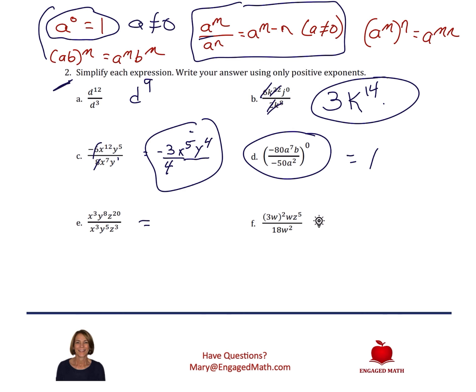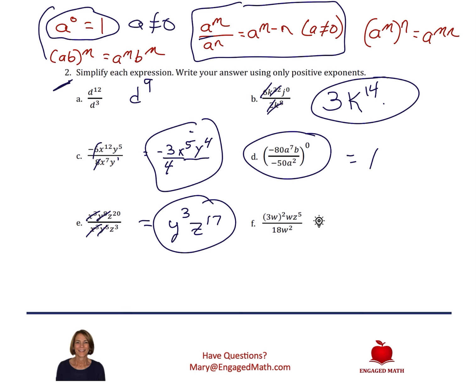Okay, let's go to E, and we're going to quickly subtract each of these exponents. 3 minus 3 is 0. I'm not even going to write it because I know x to the 0 is just 1. Why bother writing x to the 0? We know it's 1. Okay, so now it's y to the 8th over y to the 5th, which is y to the 3rd. And then 20 minus 3 gives us z to the 17th, and we are done.